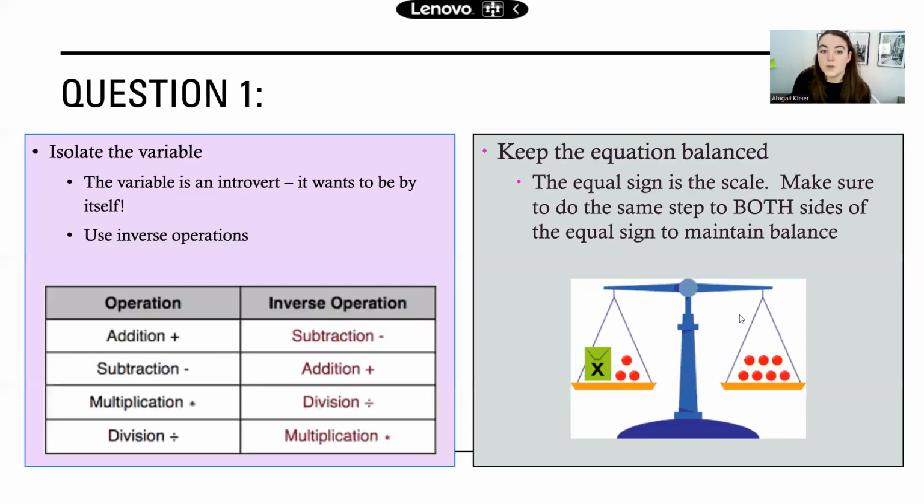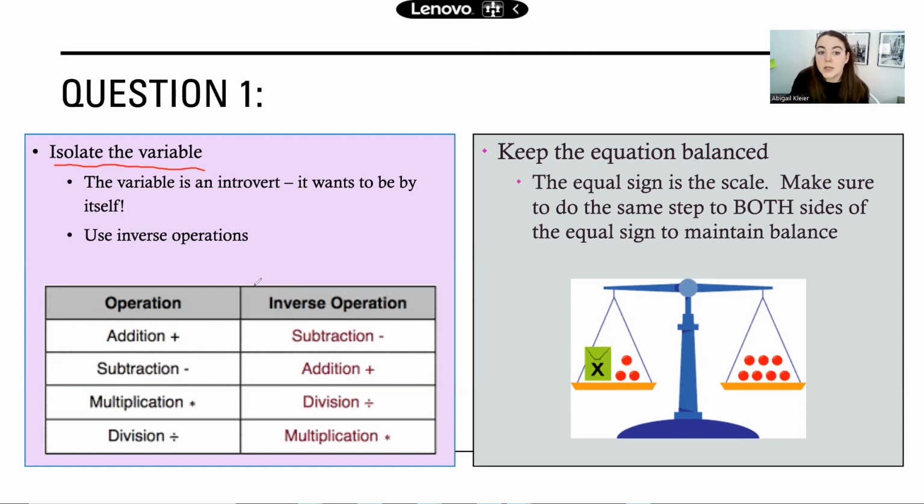Let's go ahead and start this review with question 1. Question 1 is asking you for the purpose behind solving two-step equations. We want to keep two main ideas in mind when it comes to solving two-step equations or even one-step equations. The first is isolating the variable. We like to joke in class that the variable is an introvert. It wants to be all by itself on the equal sign. So when we're working with two-step equations, it's very important that our focus is isolating that variable, or getting the variable all by itself.